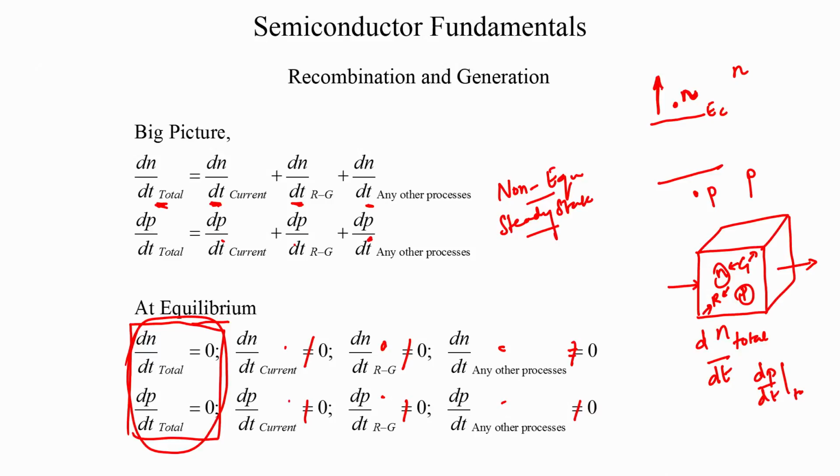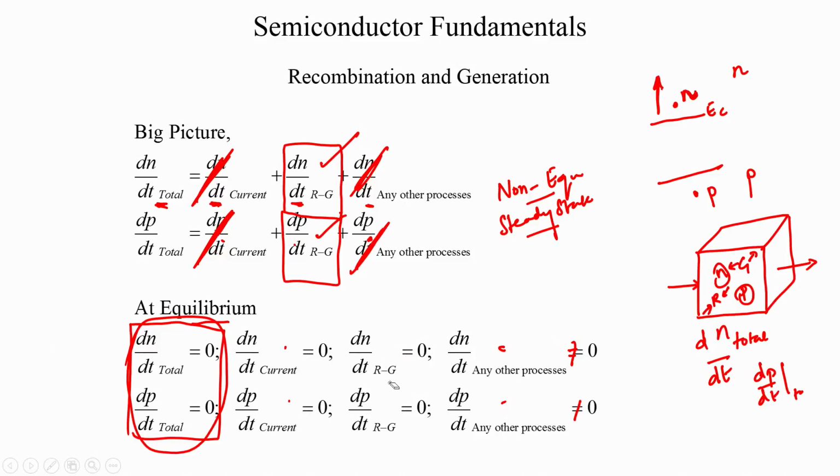Using these ideas, we will now focus only on the recombination generation rates. We will not worry about currents or anything else that is going on; we are only interested in the recombination generation mechanisms. That is going to be the focus of the next few slides. So this is of importance to us.